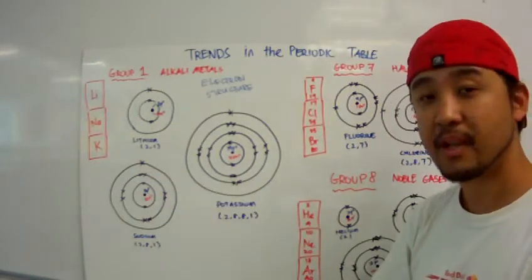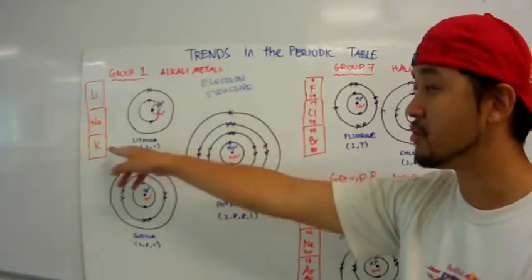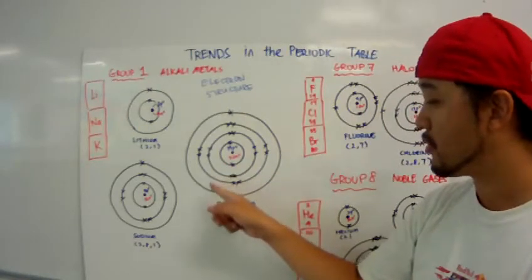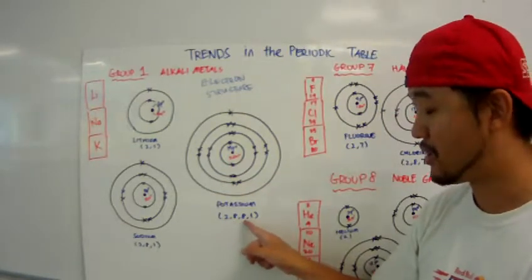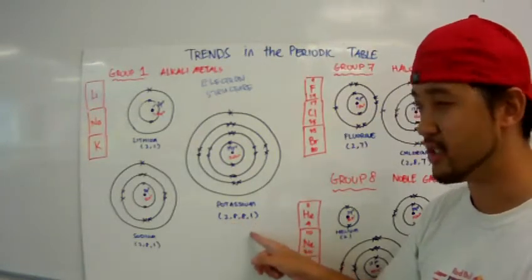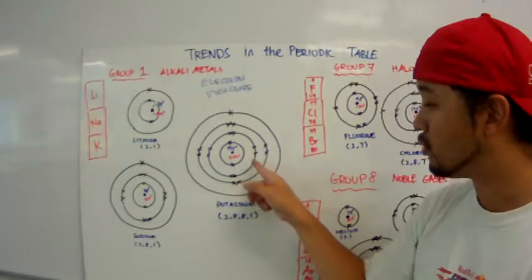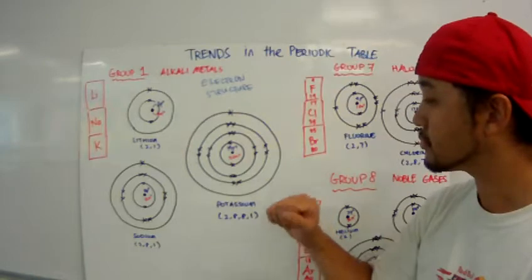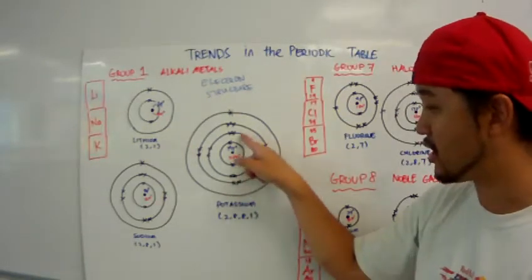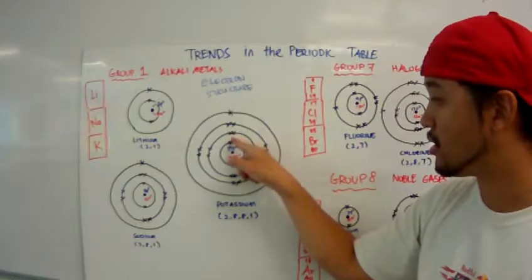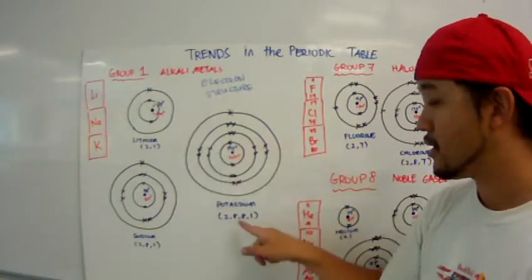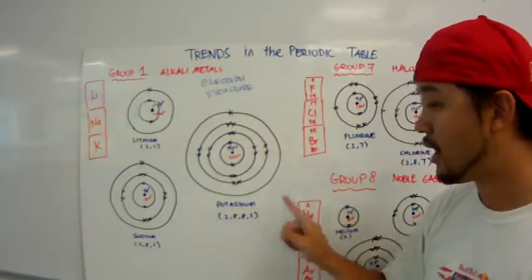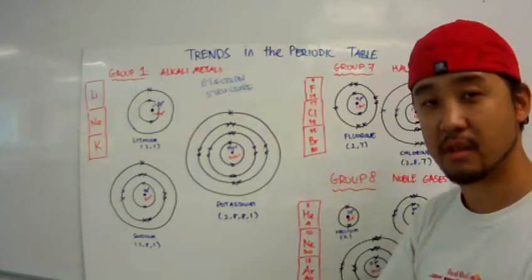But as we move down the alkali group, we can see the next one is potassium. Potassium has the electron structure of 2,8,8,1. It means it has 4 shells in total: first shell, second shell, third shell, fourth shell. It has 2 electrons in the first shell, 8 electrons in the second shell, 8 electrons on the third shell, 1, 2, 3, 4, 5, 6, 7, 8, and then 1 electron on the outermost shell.